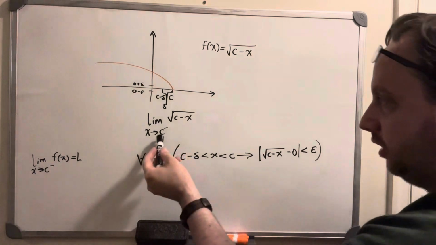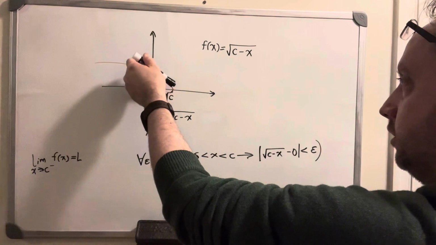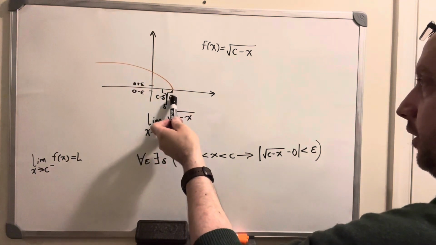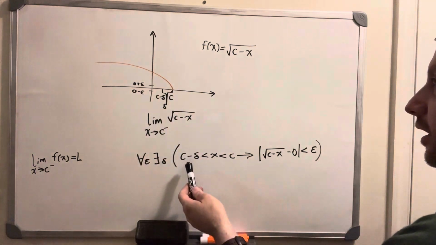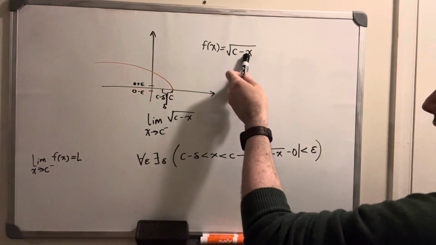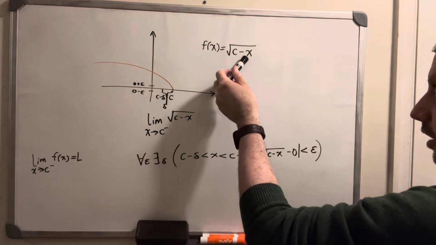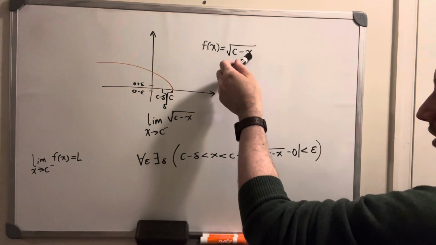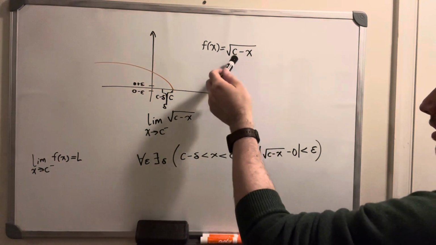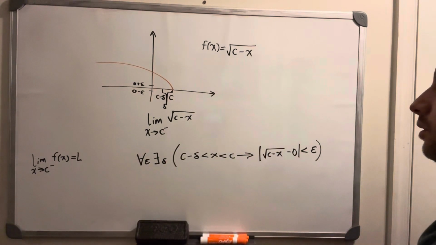Here's an example of a limit from the left, where you're coming from the more negative direction, but there is nothing to the right of the target value. In this case, the function is the square root of c minus x. The largest value that x can be so that the function has a real value is c, because if x is anything greater than c, then this is negative and the solution is no longer real.